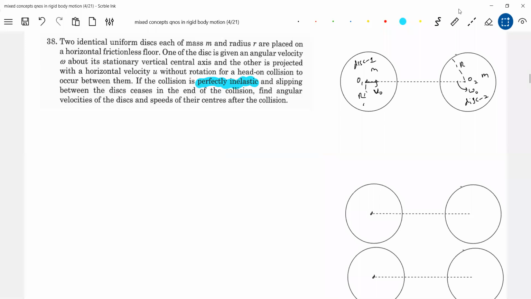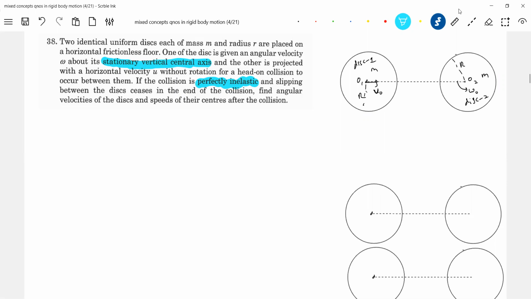This will go and collide, and there's a stationary one. Don't get confused. It is rotating about an axis. It's not rotating and moving. Don't get confused with this. Stationary vertical center means initially it is rotating about a certain axis, and that axis is fixed. The axis is not moving. The axis is passing through O2. But both discs are free to move and free to rotate. That's what it's saying. Find the angular velocity of the disc and the speed of their centers after the collision.